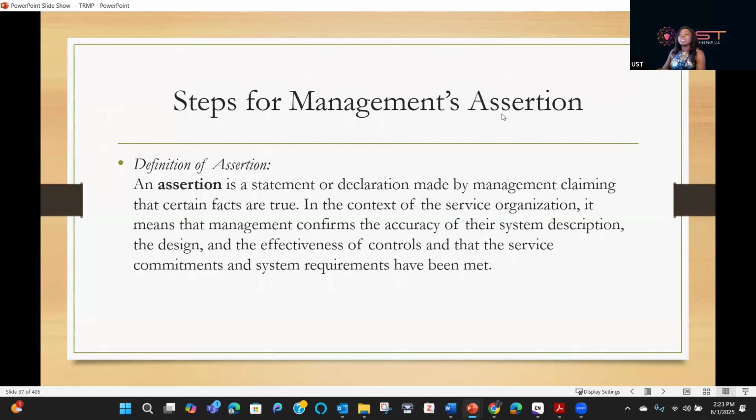But remember, we talked about assertion. Talking about management assertion, what does that really mean? Assertion is a statement or declaration made by management claiming that certain facts are true. In the context of a service organization, it means that management confirms the accuracy of their system description, the design, the effectiveness of controls, and that the service commitments and system requirements have been met, right?